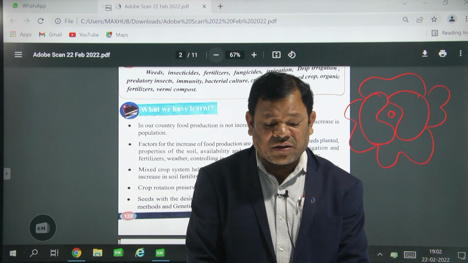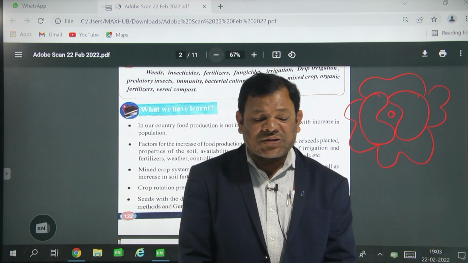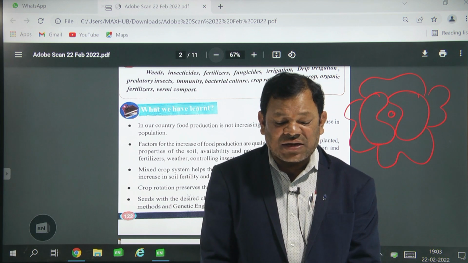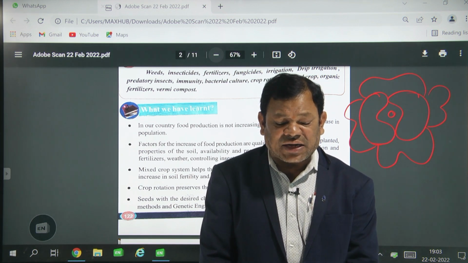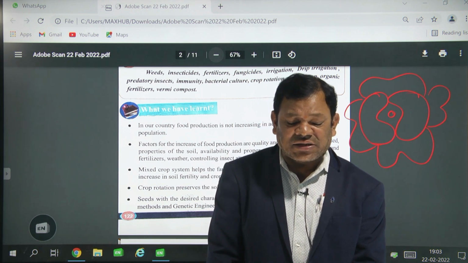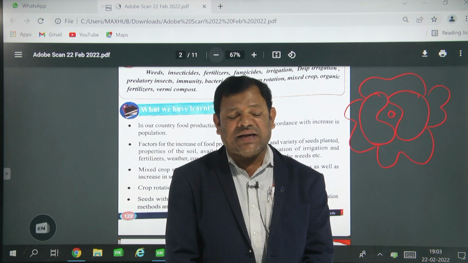Crop rotation. A farmer cultivated sugarcane in his land for the last 5 years. Another farmer cultivated sugarcane in the first year, soya bean in the second year and sugarcane in the third year. Which farmer gets more yield? The second farmer.